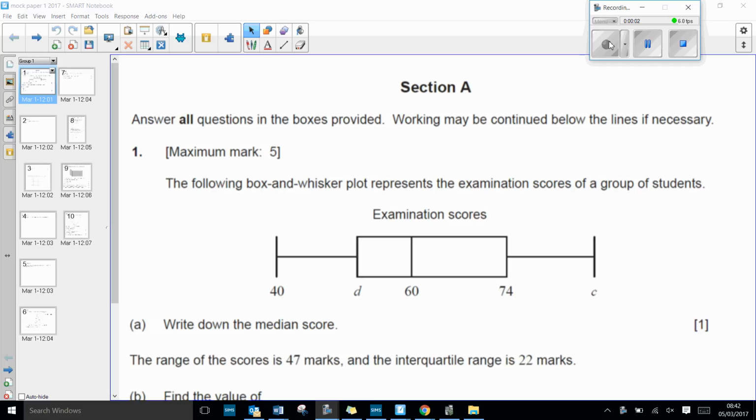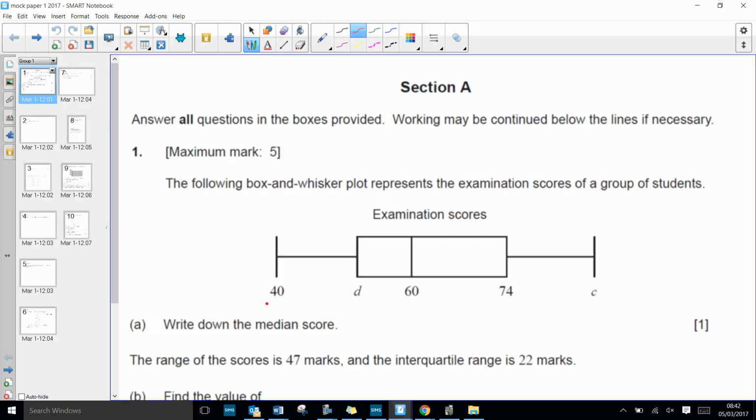Right, so the first question is about box and whiskers. It says write down the median score. Remember that this first number is the lowest value. This number indicates the highest value. This would be the lower quartile, the median, and the upper quartile.